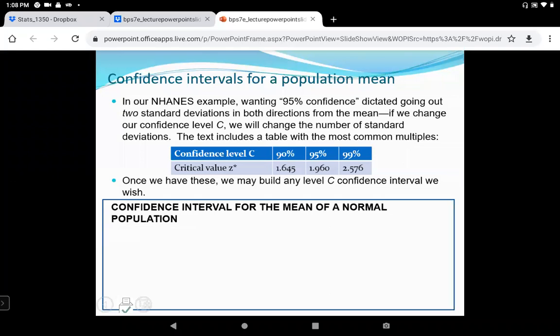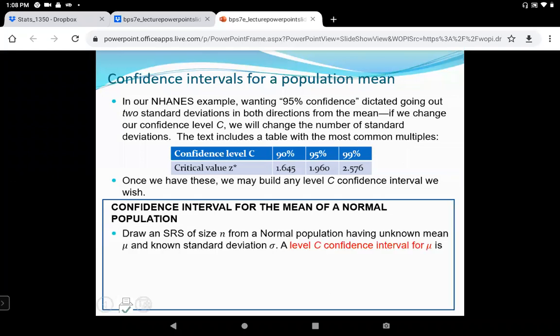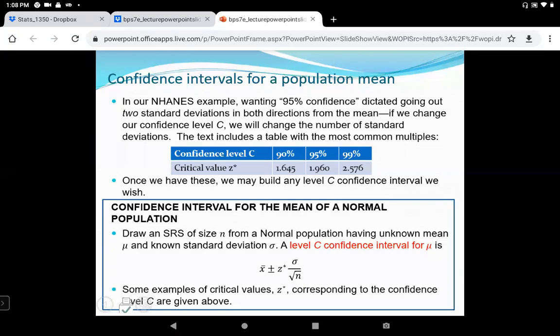Confidence interval for the mean of a normal population. Draw an SRS of size n from a normal population having unknown mean mu and known standard deviation sigma. A level C confidence interval for mu is x bar plus or minus Z star times sigma divided by the square root of n. Some examples of critical values Z star corresponding to the confidence level C are given above.